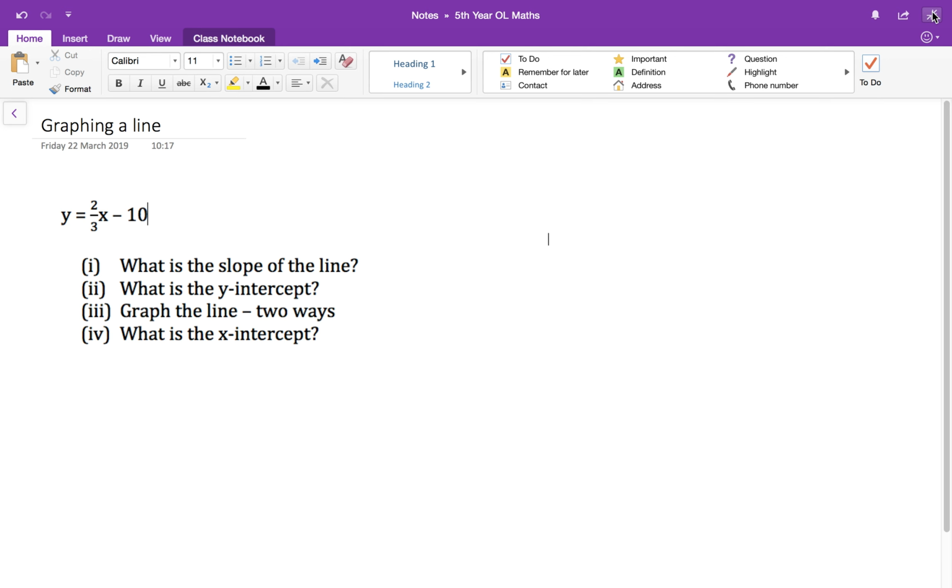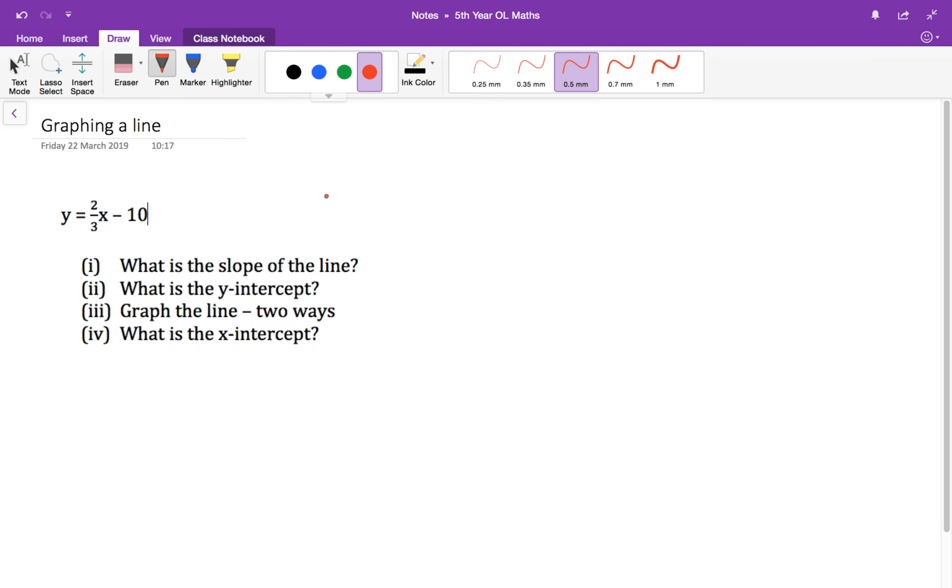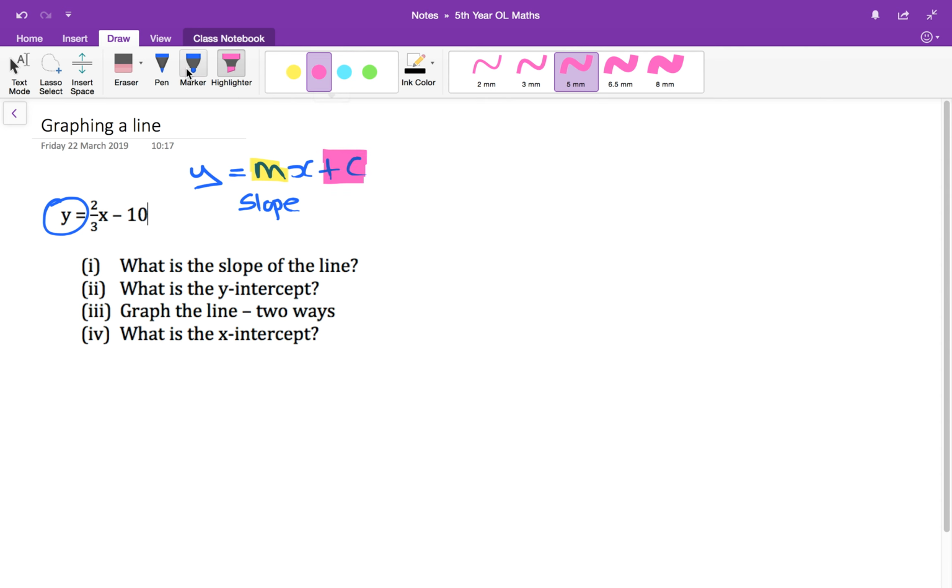So we're trying to ultimately graph this line. I just want to go through the different ways that there are of graphing a line. So this line is given in the form y equals mx plus c because the y is isolated over here. This is a very useful form of the line because you can very quickly see m, and m is the slope, and you can very quickly see c, and c is the y-intercept, or the point where the graph cuts the y-axis.